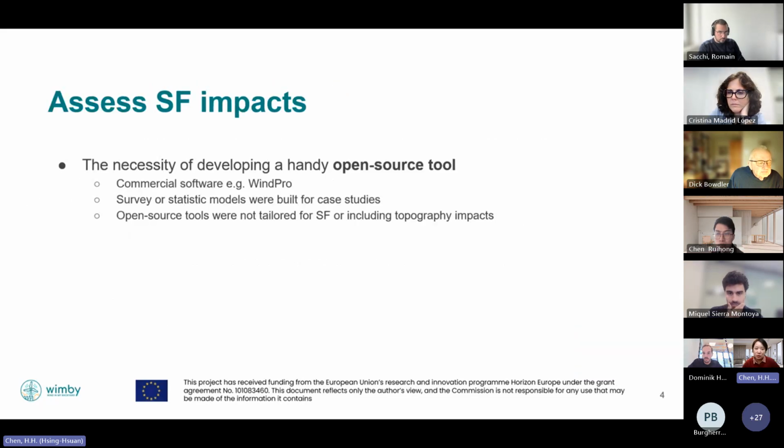So that's why we need to assess shadow flicker impact, and we need a good tool, best an open tool, to do it. But when I just started this project, a bit more than 2 years ago, there was no open source tool tailored for shadow flicker that also includes topography impact. Most researchers or industry use either commercial software like WindPRO, or sometimes they develop surveys for the local community and then build a statistical model for local predictions. But these are limited because this really differs by case. So our goal is to build an open source, handy shadow flicker tool.